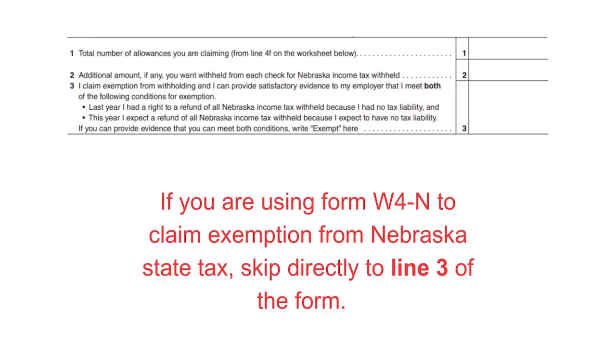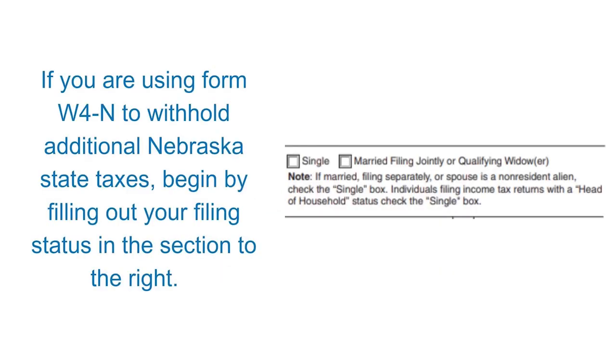If you are using Form W4N to claim exemption from Nebraska state tax, do not fill out the following filing status section or lines 1 and 2. Instead, skip directly to line 3 of the form. If you are using Form W4N to withhold additional Nebraska state taxes, begin by filling out your filing status in the section to the right.